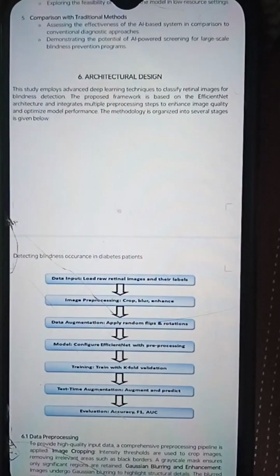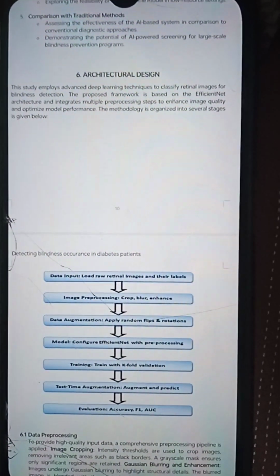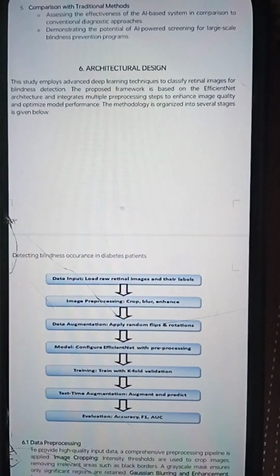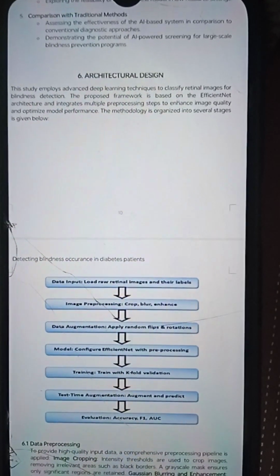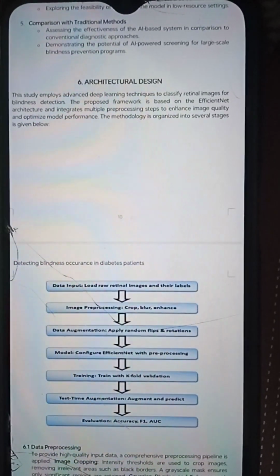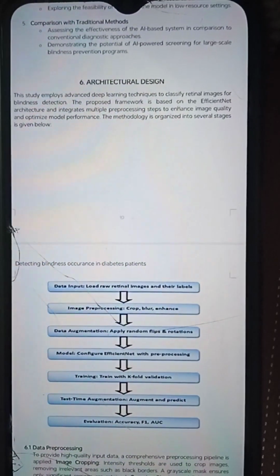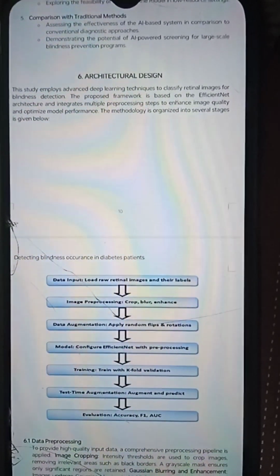Architectural design. This study emphasizes advanced deep learning techniques to classify retinal images for blindness detection. The proposed framework is based on the EfficientNet architecture and integrates multiple pre-processing steps to enhance image quality and optimize model performance. The methodology is organized into several stages, given below.